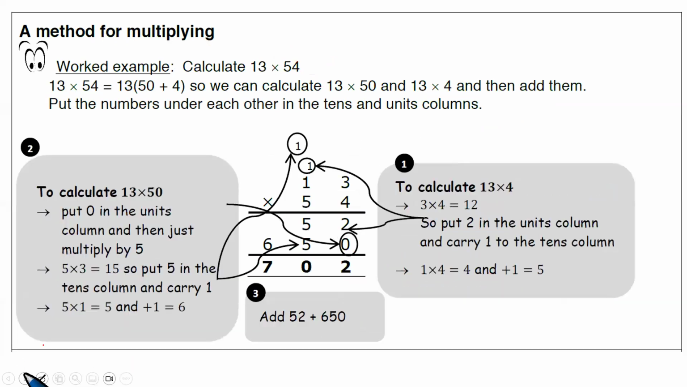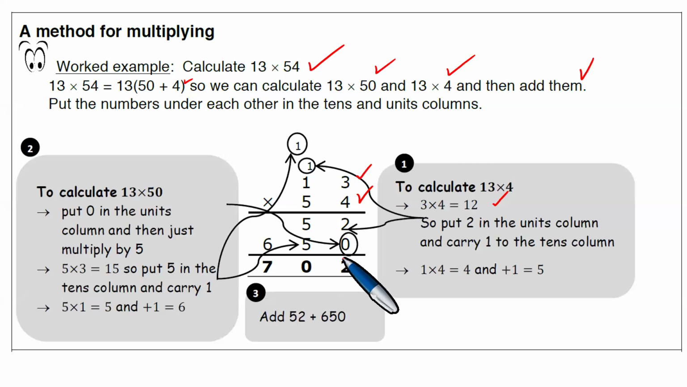Okay, now if you look at this, a method for multiplying. For example, if you're multiplying 13 and 54, we saw that 54 is the same as 50 plus 4, so we can write 13 by 50, but also 13 by 4, and then add them up. Put the numbers under each other in the tens and units columns. So in the end, we are looking at 13 times 54. How do we multiply that? No calculators are allowed. So you say 3 by 4 gives us 12. You put the 2 here and you carry 1 in the units column.